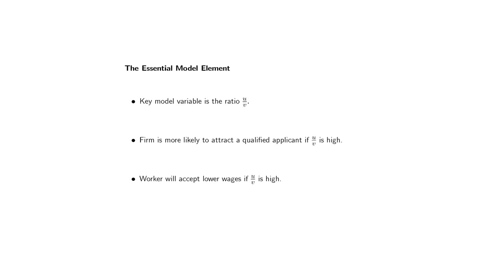Two reasons this variable is important in the model. Inside the model, a firm is more likely to attract a qualified applicant. So I said a vacancy has some likelihood of attracting a qualified applicant. The firm is more likely to attract a qualified applicant if this ratio is high. Why does that make sense? Well, there's a lot of unemployed people out there. It's more likely that any given job opening you post is going to be able to attract a qualified applicant. And that's captured in the model. As well, there's a secondary force in the model, which is that when unemployment is high relative to the number of job openings, workers are more willing to accept lower wages. And so for both those reasons, this variable, the ratio of unemployment to vacancies, is very important in the model.